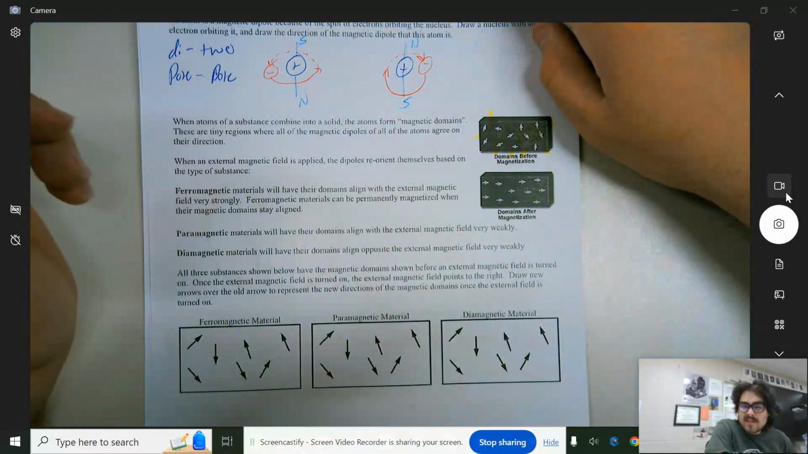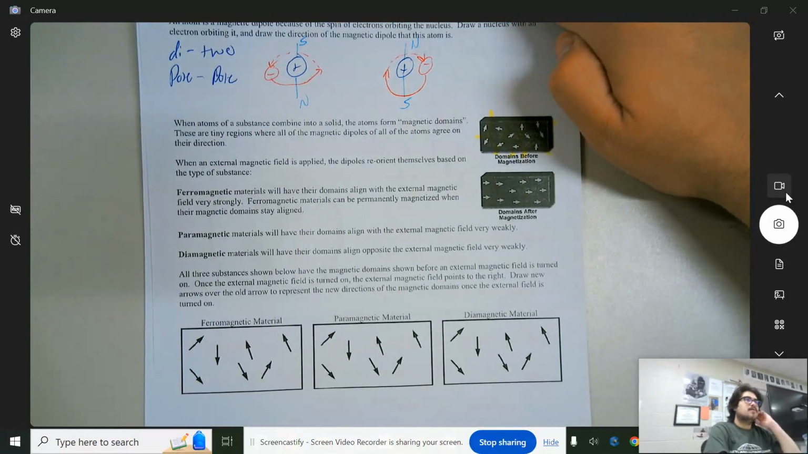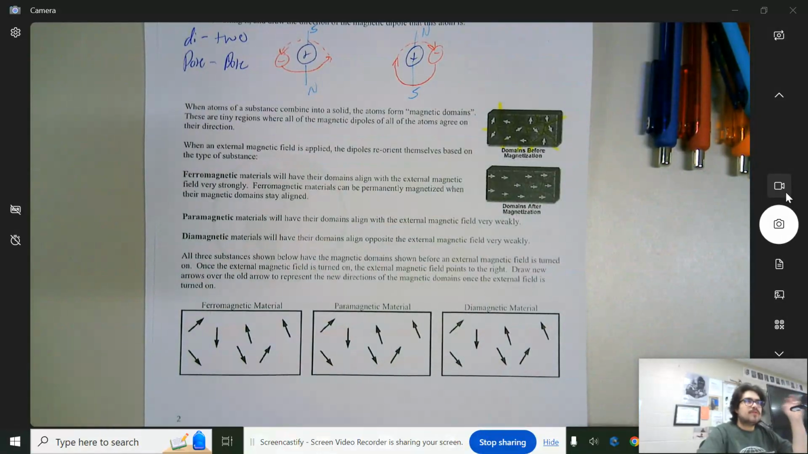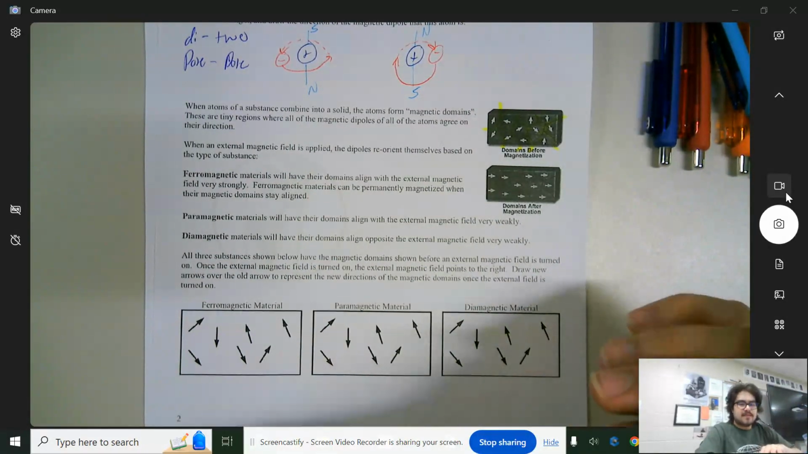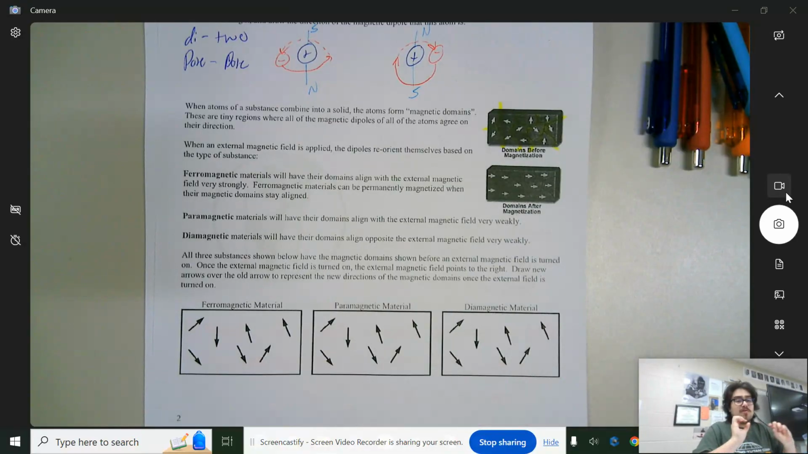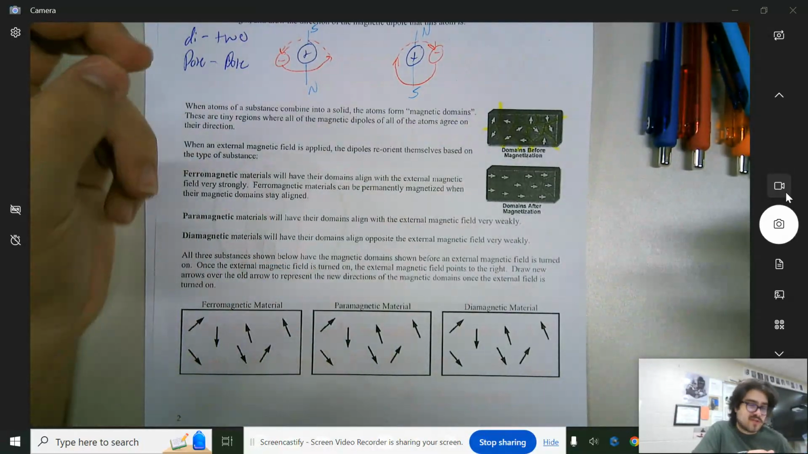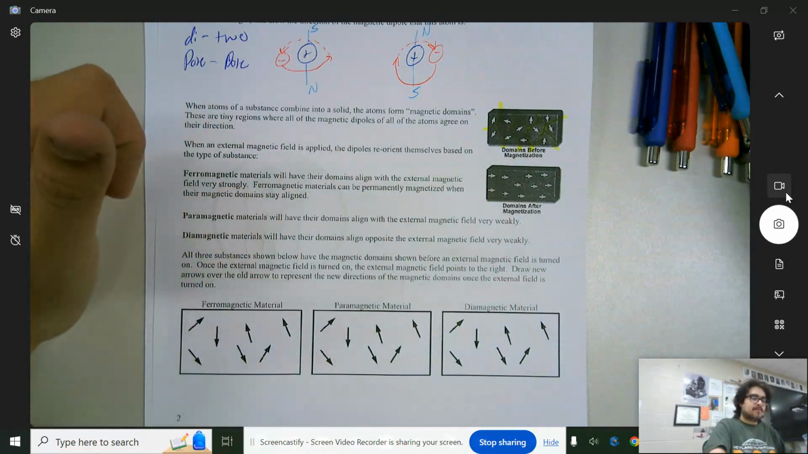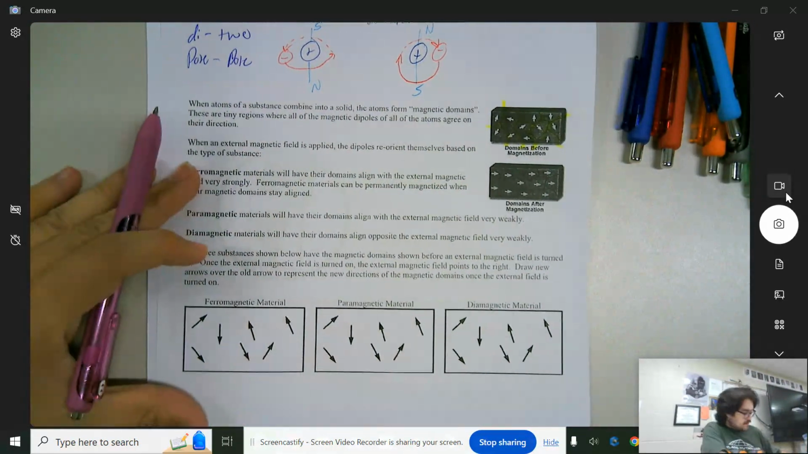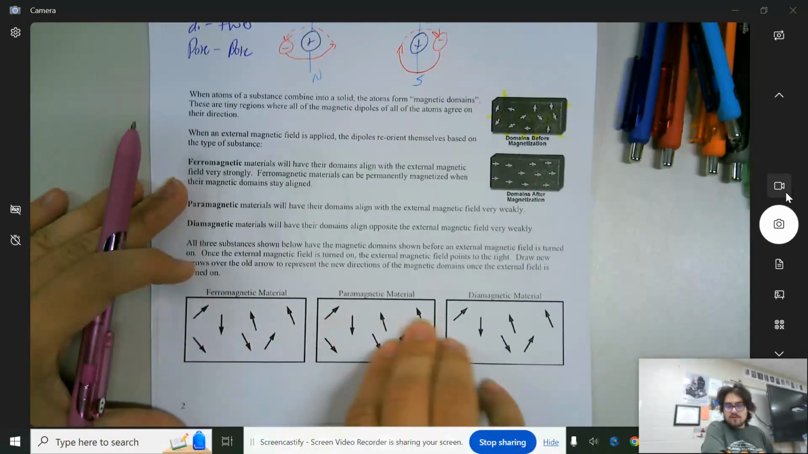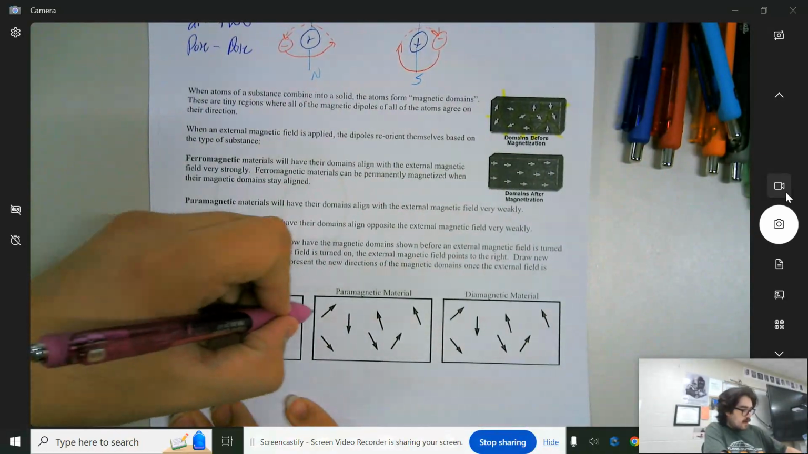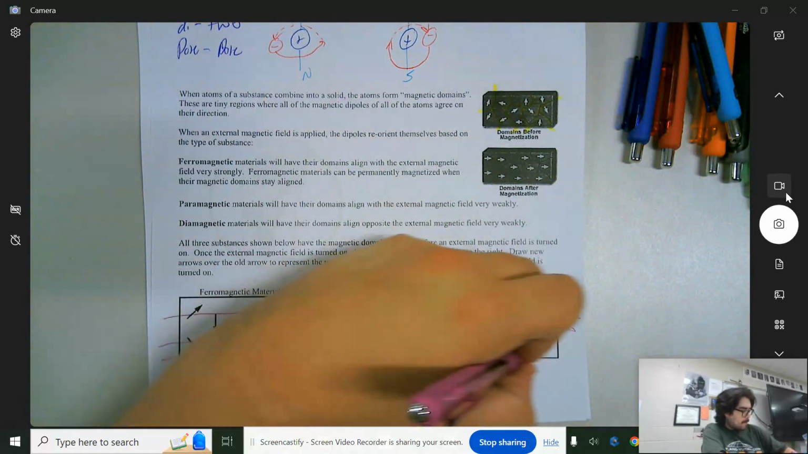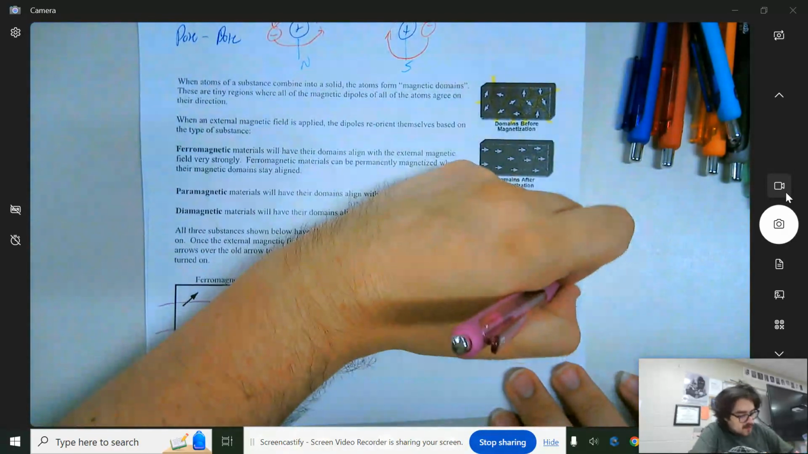Now, depending on the substance, when we apply a magnetic field to that object, those domains, or those dipoles, are going to reorient themselves, and it depends on the type of substance. So let me give an example. Let's say that I apply a magnetic field across all three of these materials, and it's just directly to the right. There you go. This is what we call a B field.